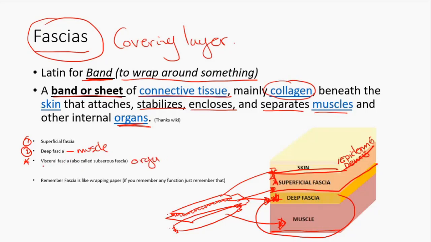So viscera literally translates into organs. This is where medical terminology is very handy. If you know medical terminology, it makes things a lot simpler. If you want to remember anything from this slide, just remember that the word fascia means to wrap. It's like wrapping paper for an anatomical structure.